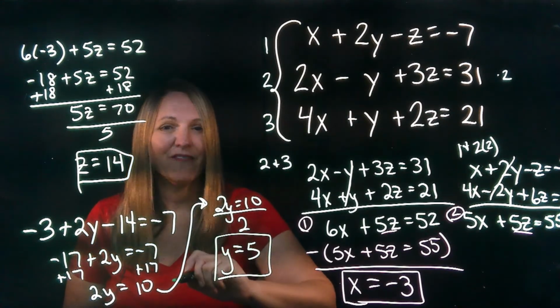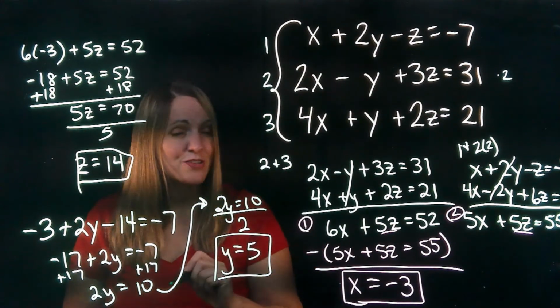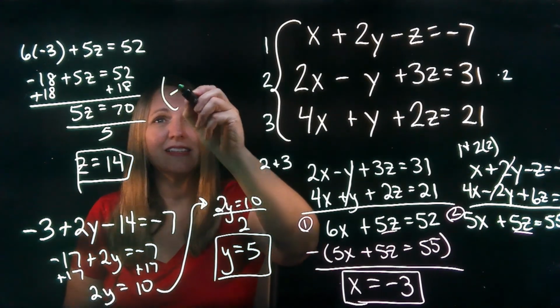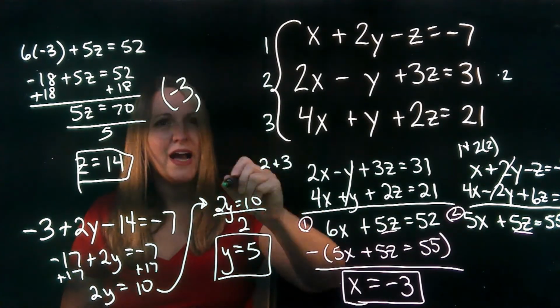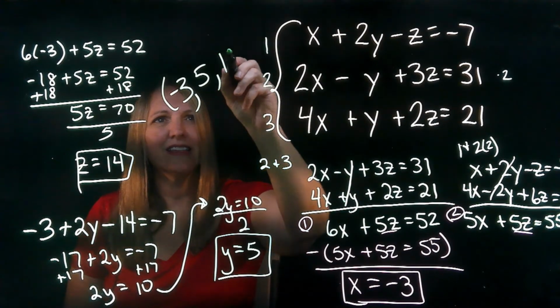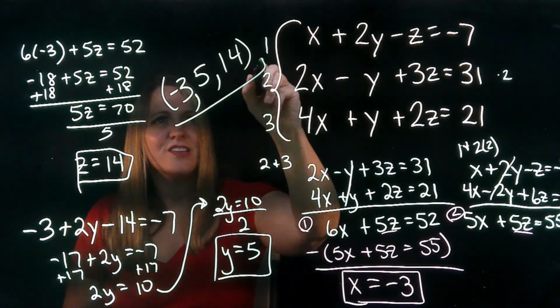So now I have all three solutions. The solution to this system of equations is x is -3, y is 5, and z is 14. And we've solved that using elimination.